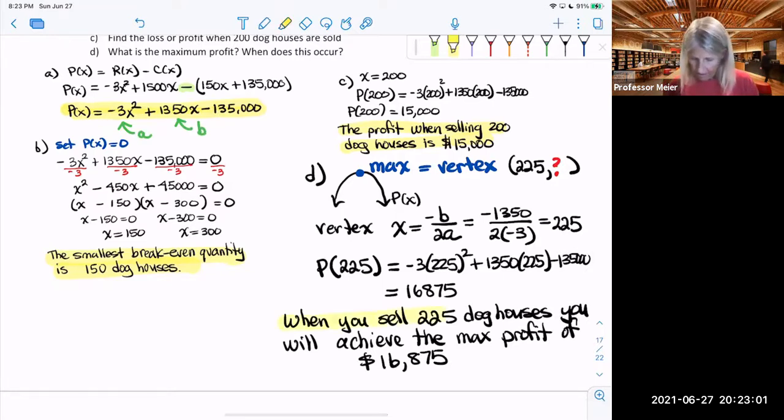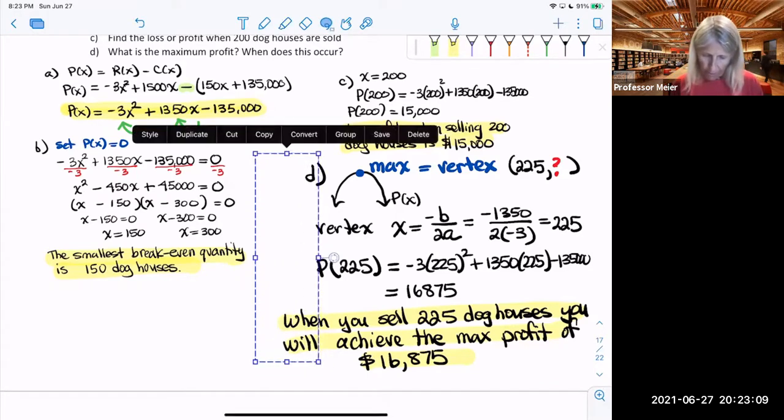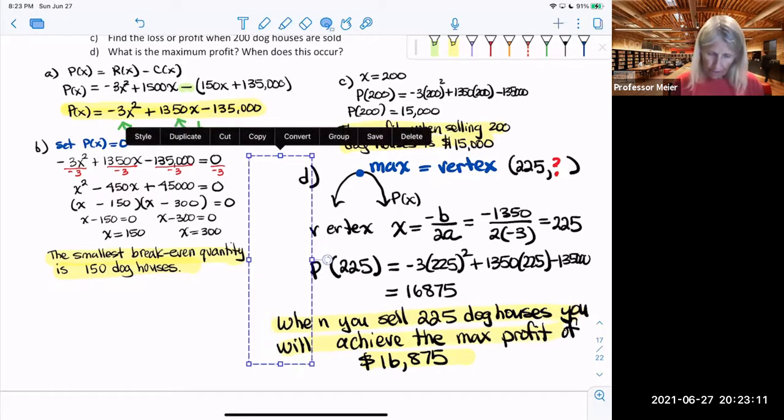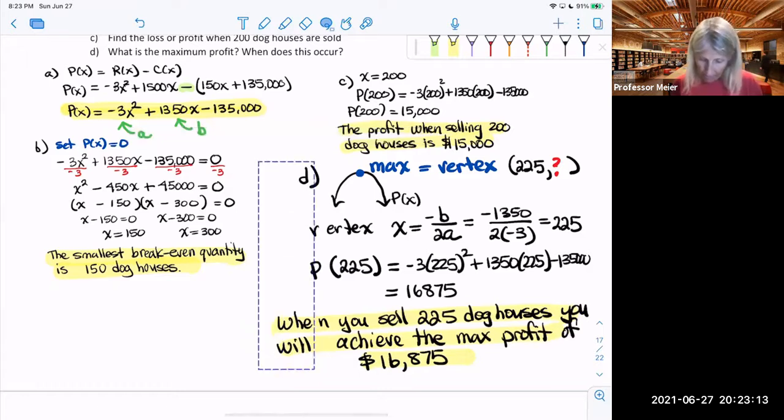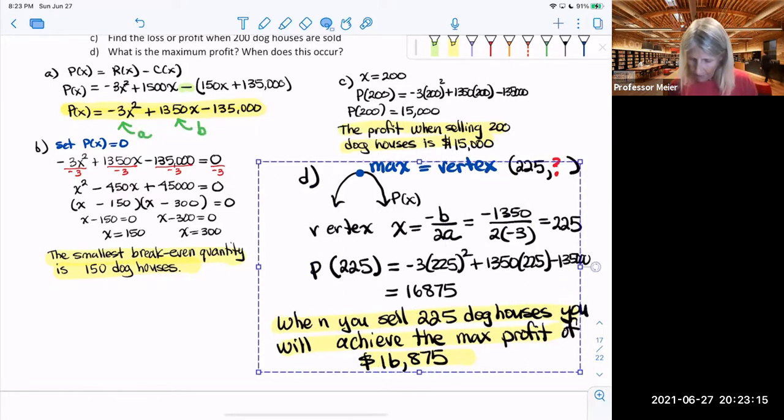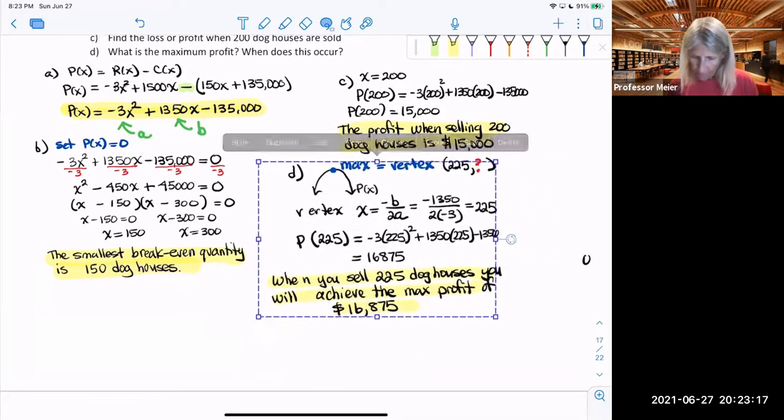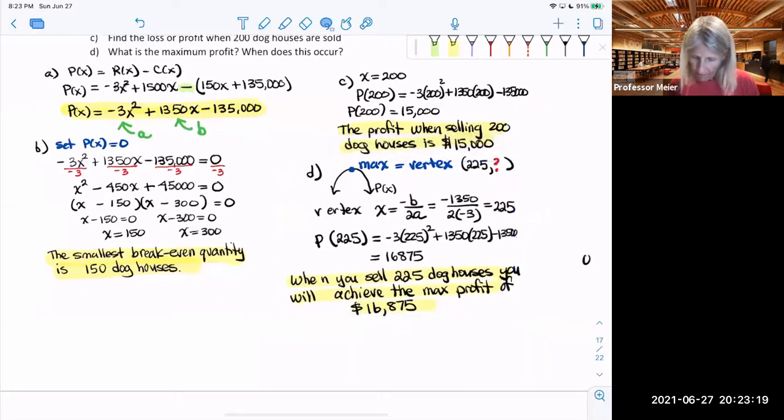That answers my question. So finding a vertex is usually something we do when we're looking for, say, a max or a minimum. Depends, right? Some quadratics you will have a minimum. All right, so here we have it. Looks good.